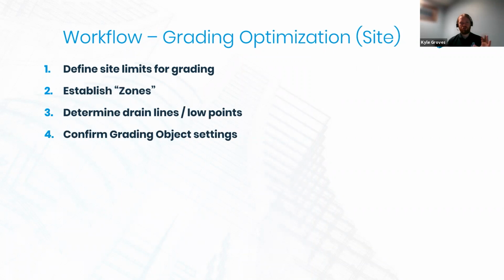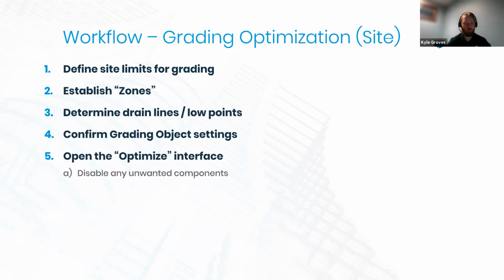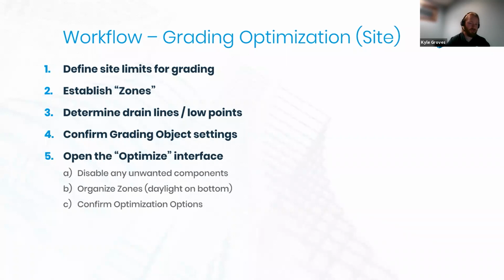Once we have all of our low points and our drain lines put together, then we're going to confirm what these grading object settings are and run into the optimize interface. This is going to be a separate window from that separate install. You'll have an opportunity to disable any of your unwanted components. Maybe you duplicated some stuff, or you realize that something wasn't necessary. You're going to organize your zones, just like point groups, just like surfaces, just like a lot of this other Civil 3D data, top to bottom. Daylight is going to be that bottom zone so that it is respected. You're going to confirm all of those options. There's a couple, we'll check them out.